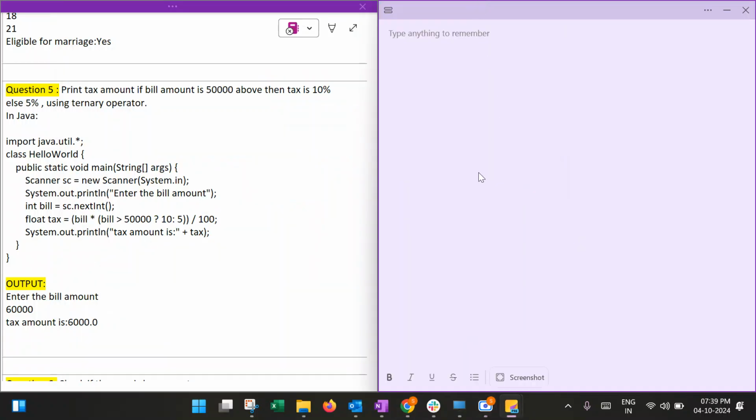Hello everyone. Today we are learning about another DSA problem, which is: print the tax amount if the bill amount is 50,000 or above, then tax is 10 percentage, else 5 percentage, using the ternary operator. See here, they mentioned specifically to use the ternary operator. So, we will go to the general calculation of tax amount.